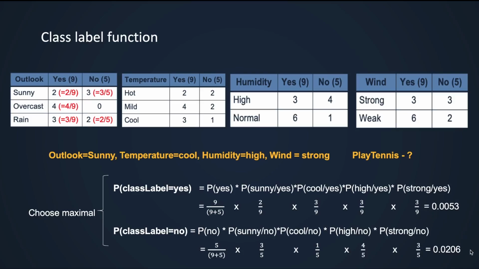Once we calculate the probabilities of class labels, we choose the maximum class label. Here we can see that for the class label no, the probability value is high. So, we say that the chances of playing tennis is equivalent to no. This way, we assign the class label for a test instance using the Bayesian classifier.